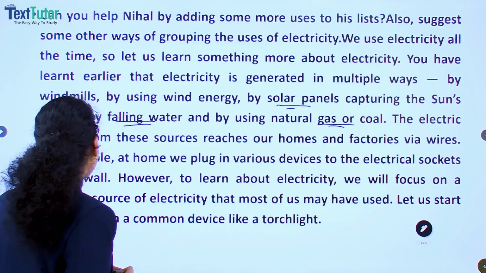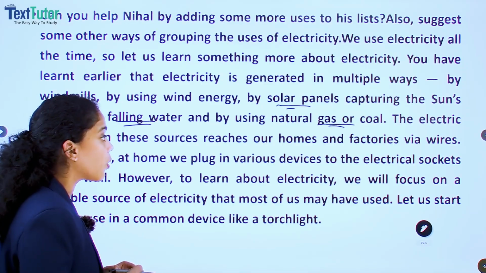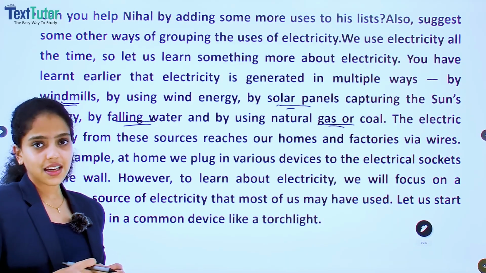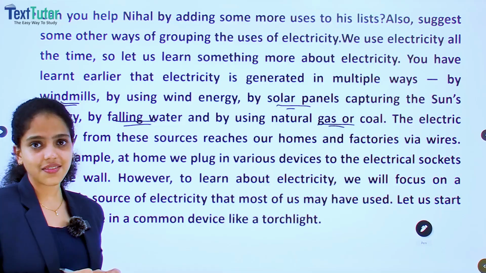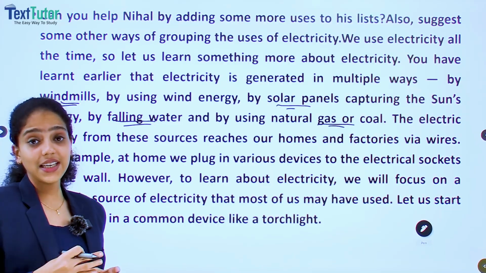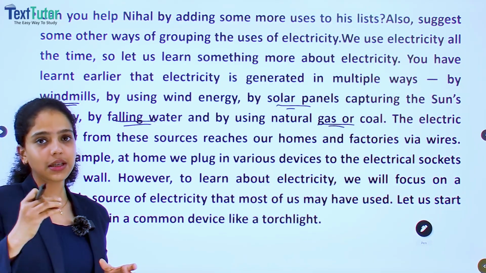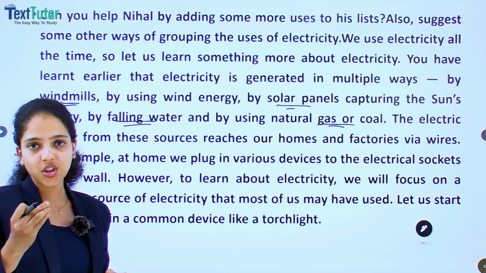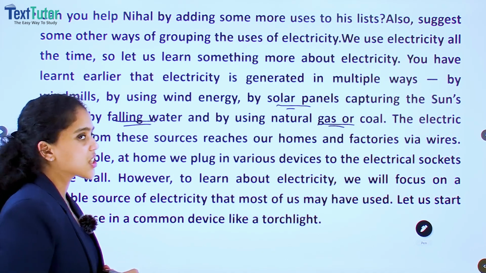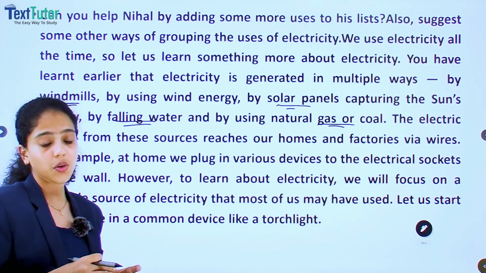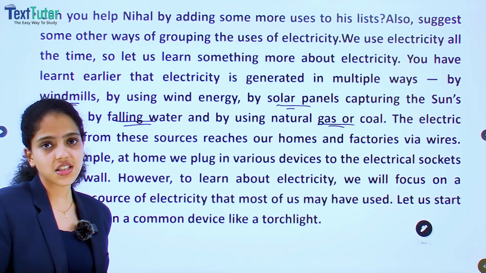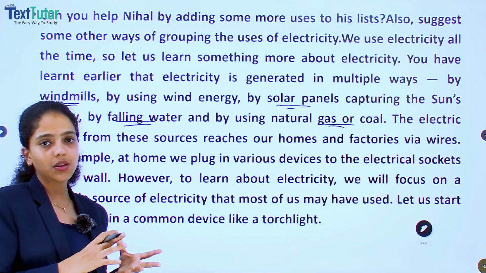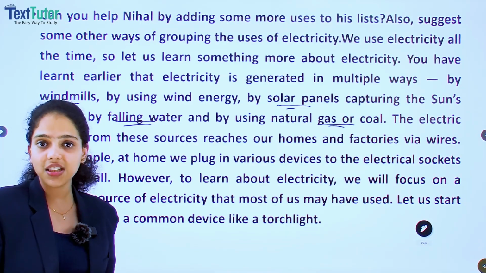The electrical energy supply from these sources reaches our homes and factories via wires. We know that in our house the electricity which we are receiving is passed through wires. You must have seen that the electricity connection in front of your house comes through wires. So electricity reaches our house through electric wires. From the source it is transferred to wherever we need it, the target, through the wires.